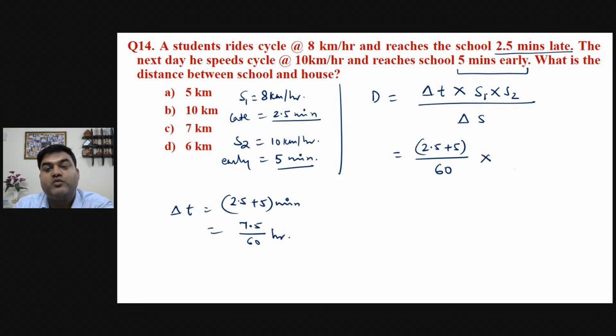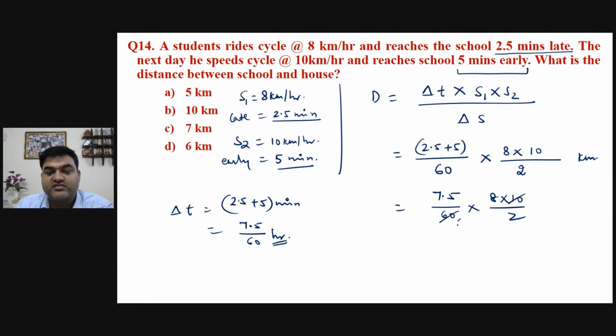Into what is s1? 8 kilometer per hour. What is s2? 10 kilometer per hour. What is the difference? 2 kilometer per hour. I'm not writing the units. Why? Because time we have already taken as hours and everything else is kilometer per hour, so distance will come in kilometers as the answer. Now let's write down: 7.5 divided by 60 into 8 into 10 divided by 2. This goes 6 times, this goes 4 times. Correct?